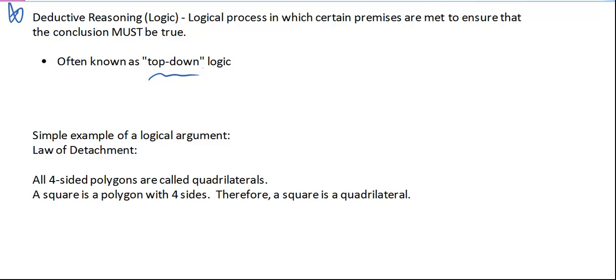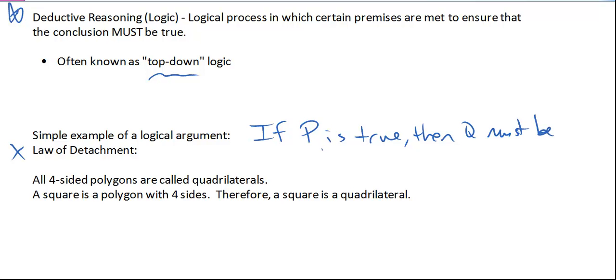I know that sounds very out there and very abstract, but it's something we use every single day, and the most basic argument that we use is something called the law of detachment. This is the idea that if P is true, then Q must be true. We use these statements all the time, whether it's "if you give me $1, I'll pay you back tomorrow," or something like "all dogs are animals." That is equivalent to saying that if something is a dog, then it is an animal.